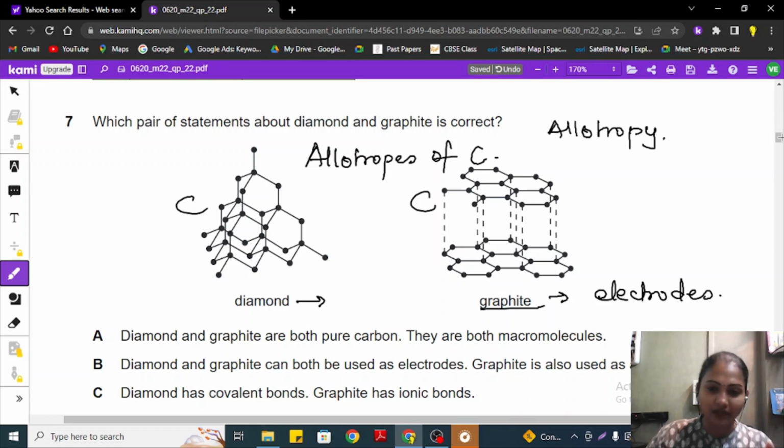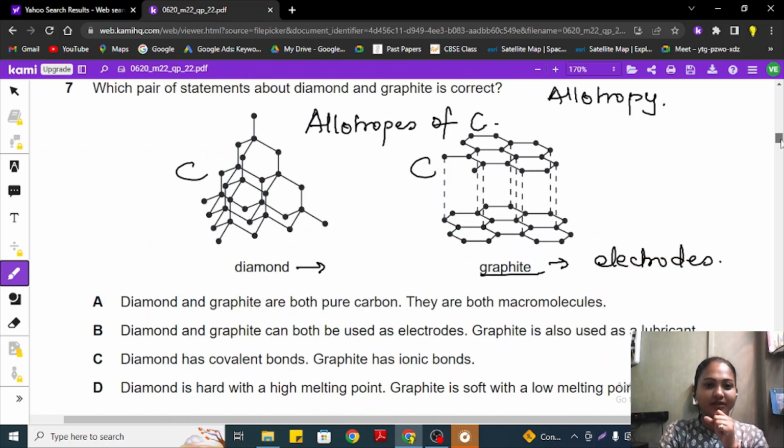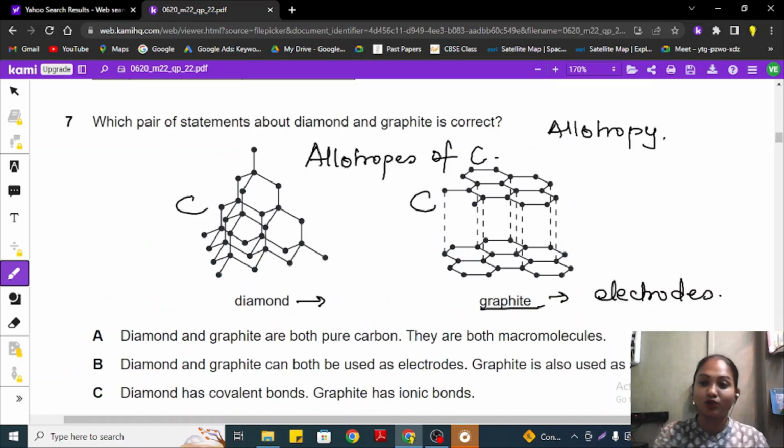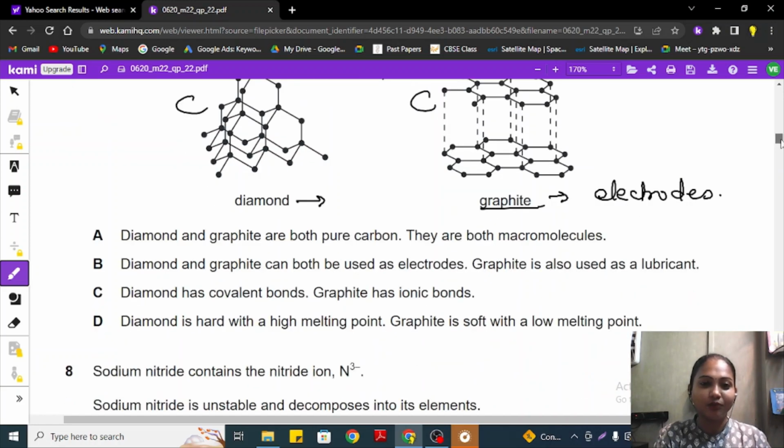So we have to find out which statement is correct. Diamond and graphite are both pure carbon and they are both macromolecules. Yes, that is correct. Diamond and graphite can both be used as electrodes? No, diamond cannot be. It is not a good conductor of electricity. There is no presence of free electrons.